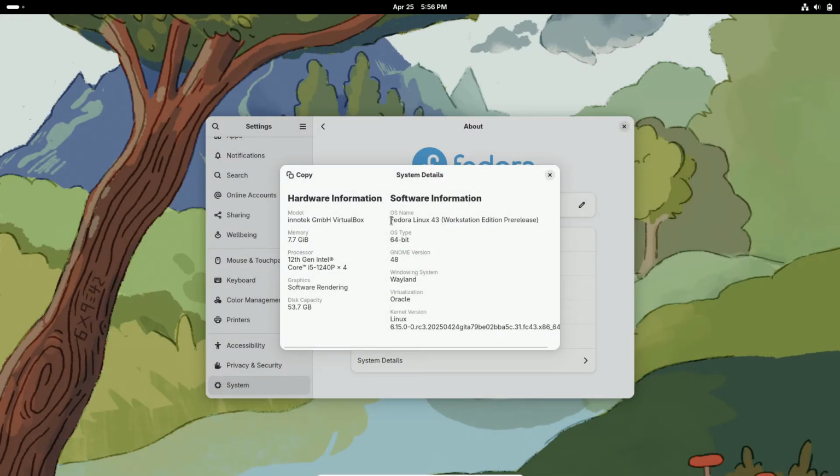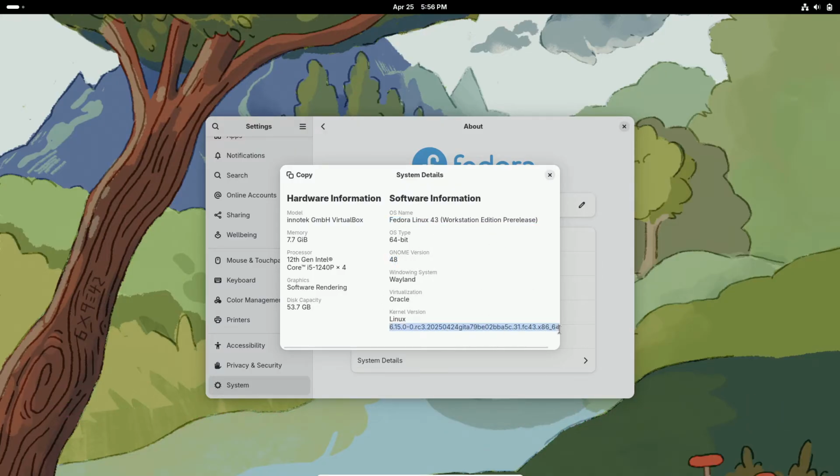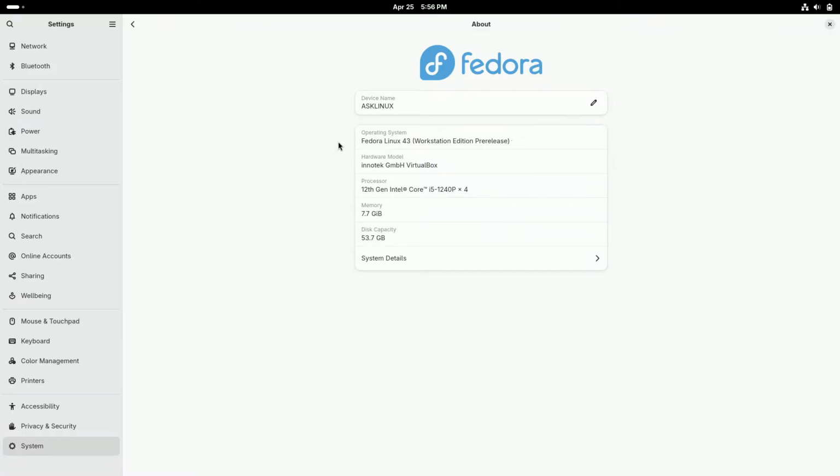Fedora Linux 43 is the upcoming autumn release of Fedora, continuing its tradition of biannual updates and bringing a host of under-the-hood improvements, security enhancements, and user-facing refinements. General availability is scheduled for November 11th, 2025 at 1400 UTC, just over 6 months from now.